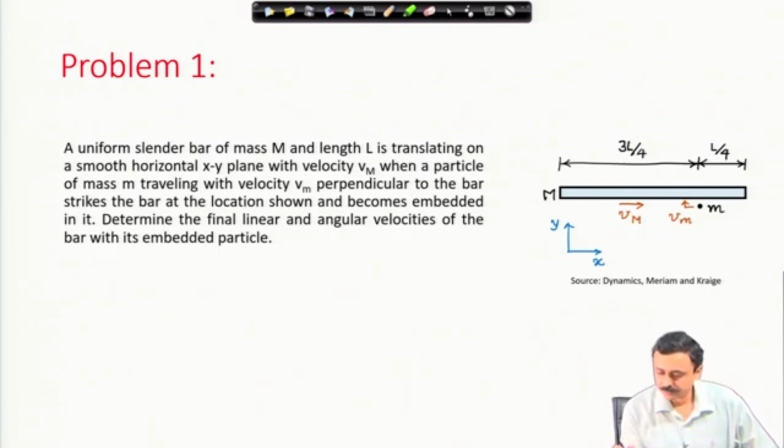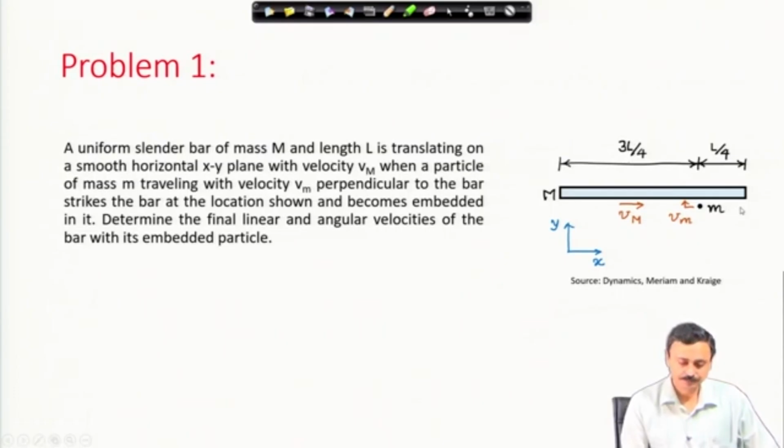Here in the figure, we see that this bar is travelling in the x axis direction with a velocity v sub capital M, and this particle is about to strike. Even though I have shown a gap between the particle and the bar, it strikes at L by 4 from this farther end. Therefore, this particle gets embedded in the bar at L by 4 from the farther end of the bar.